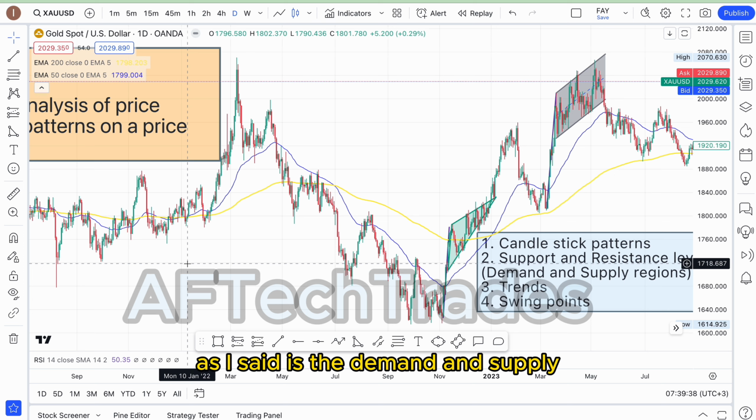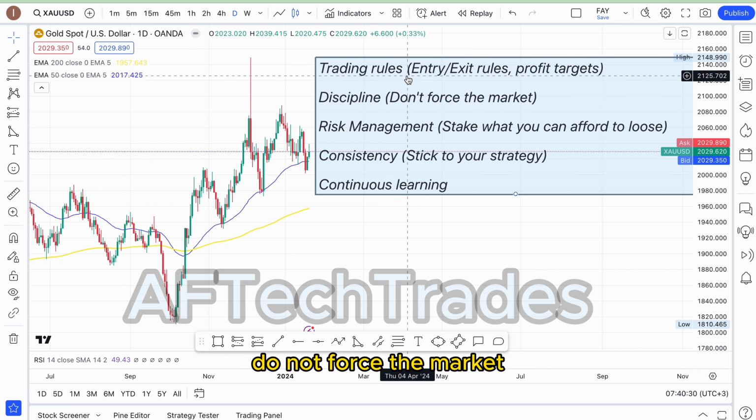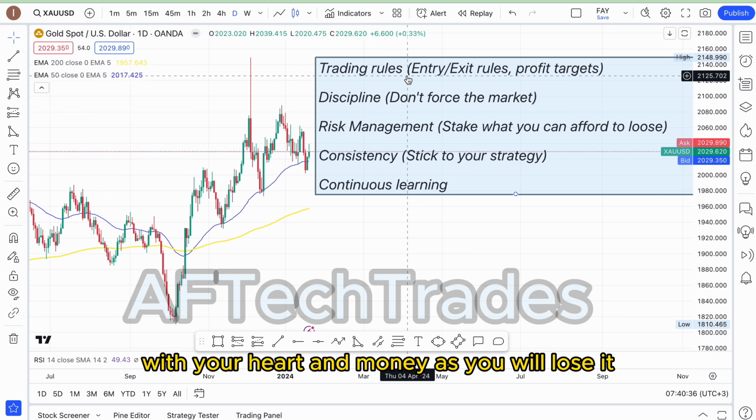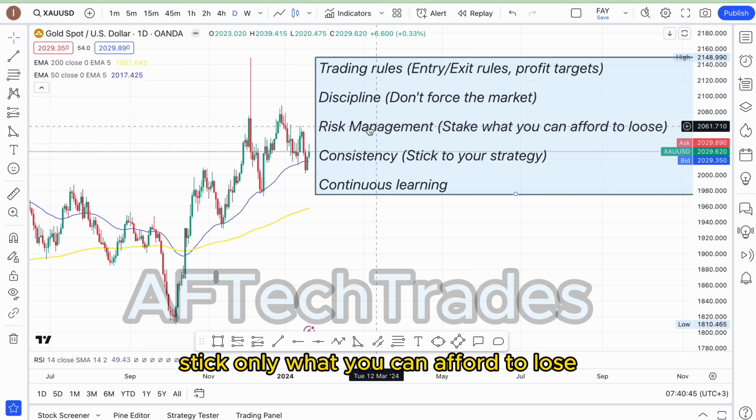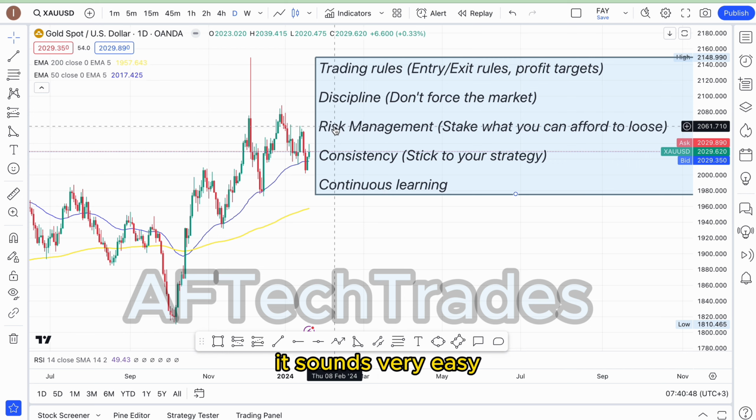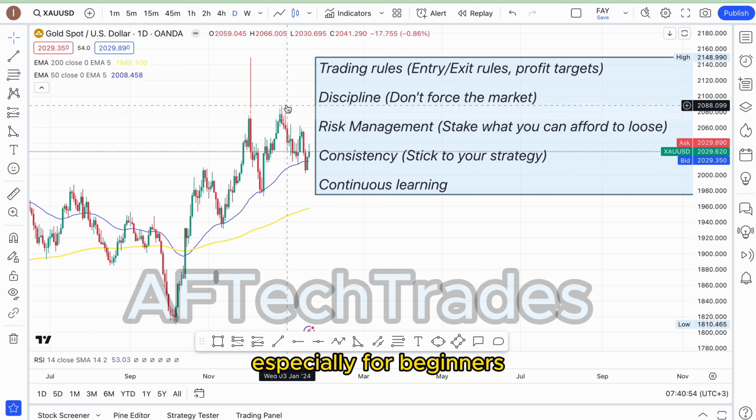Trading rules, that is where you determine clearly your entry and exit rules, and you also know your profit and stop loss targets. Then you should have discipline. Don't force the market. If your rule number one is not clearly satisfied, do not force the market. Don't assume with your hard-earned money, else you will lose it. It is also linked to your risk management: stake only what you can afford to lose. This sounds very easy, but it's usually very difficult, especially for beginner traders.